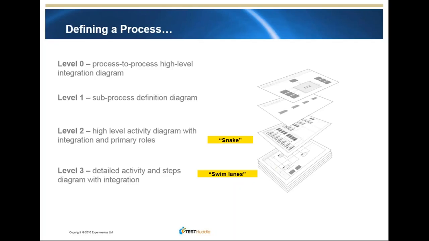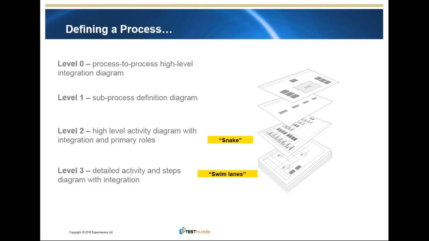For the purposes of this presentation today, I'm using a definition from process engineering effectively. Nothing to do with testing, but pure process engineering. And in pure process engineering, there are four levels of process. Level zero, which is linking process to process. So it's looking where there's direct interaction between one process and another. And it's very high level. It's not every process, it's the key process.